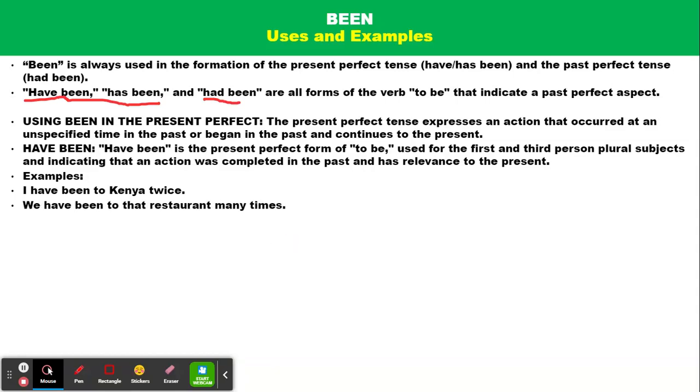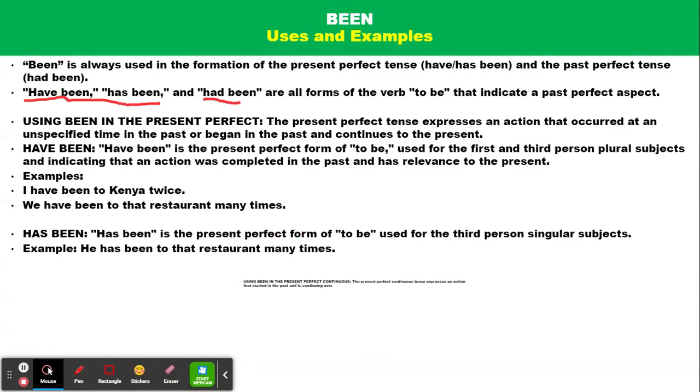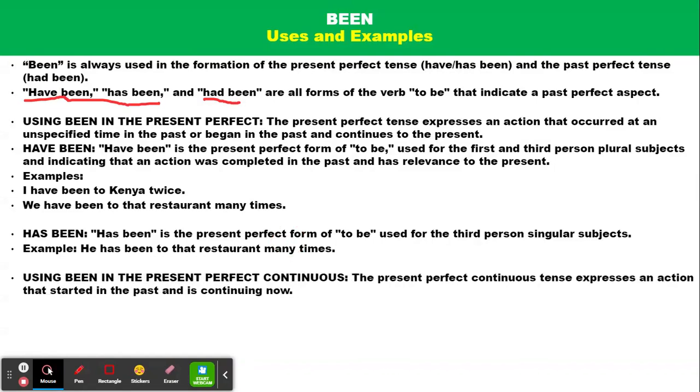We have been to that restaurant many times. Then, has been. Has been is the present perfect form of to be and is used for third person singular subjects. Example: he has been to that restaurant many times.